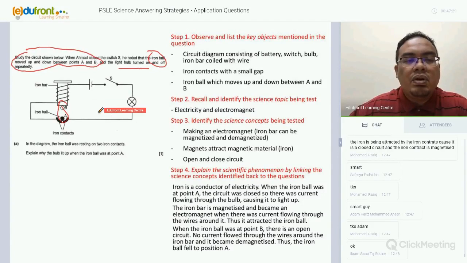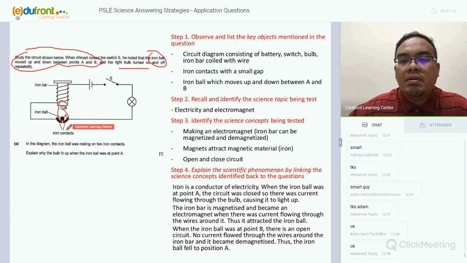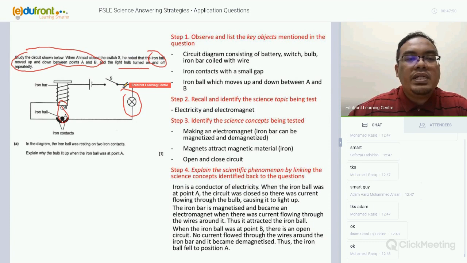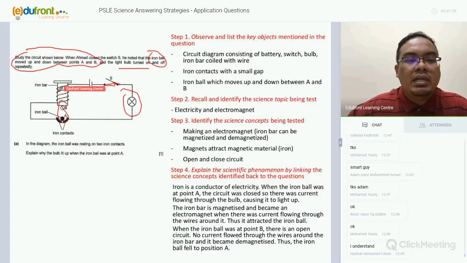Step number 4. So what happens? Why does the iron ball move up and down? And why does the light bulb here turn on and off? So here, first, we see what happened when they close the circuit. When the switch is on, when there's a closed circuit, the light bulb will be switched on.